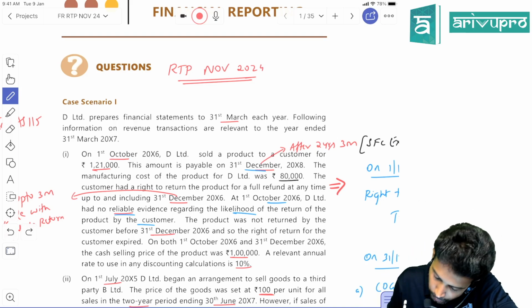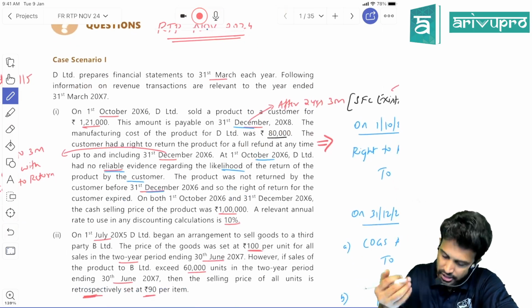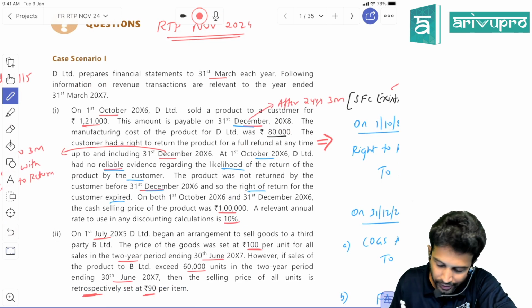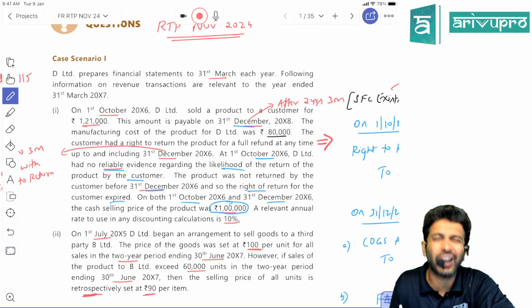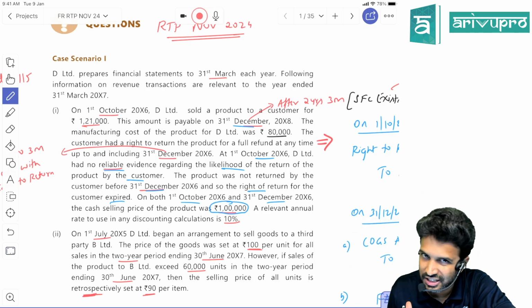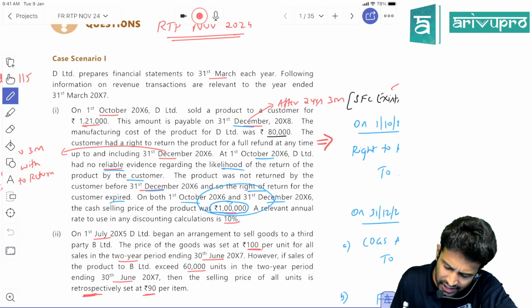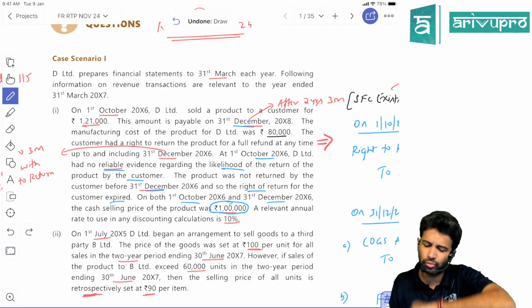That's one. The product was not returned by the customer before 31st December. Great. And so the right to return has expired. On both 1st October and 31st December 20x6, cash selling price is given as 1 lakh. Here there is no significant financing component, no? So revenue should be recognized at the cash selling price, which they have given. On both these dates, the CSP, cash selling price, they're saying is 1 lakh only.